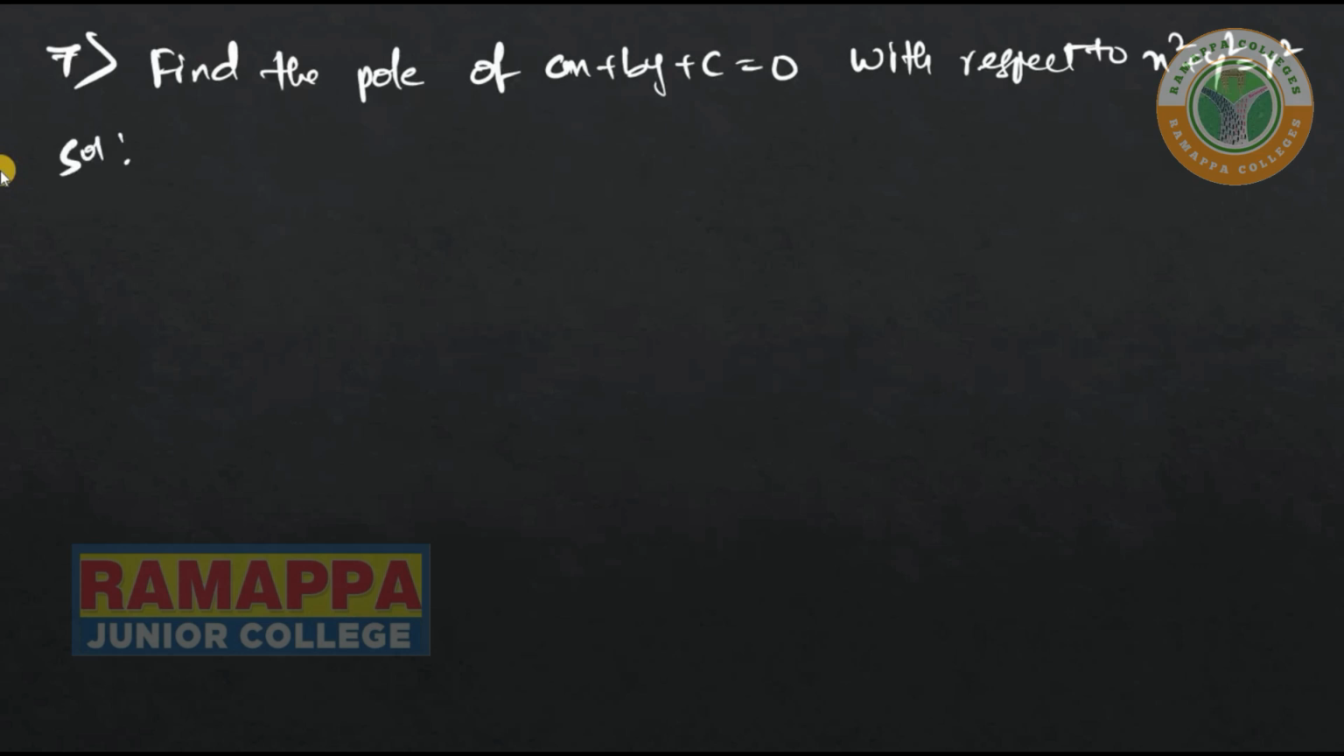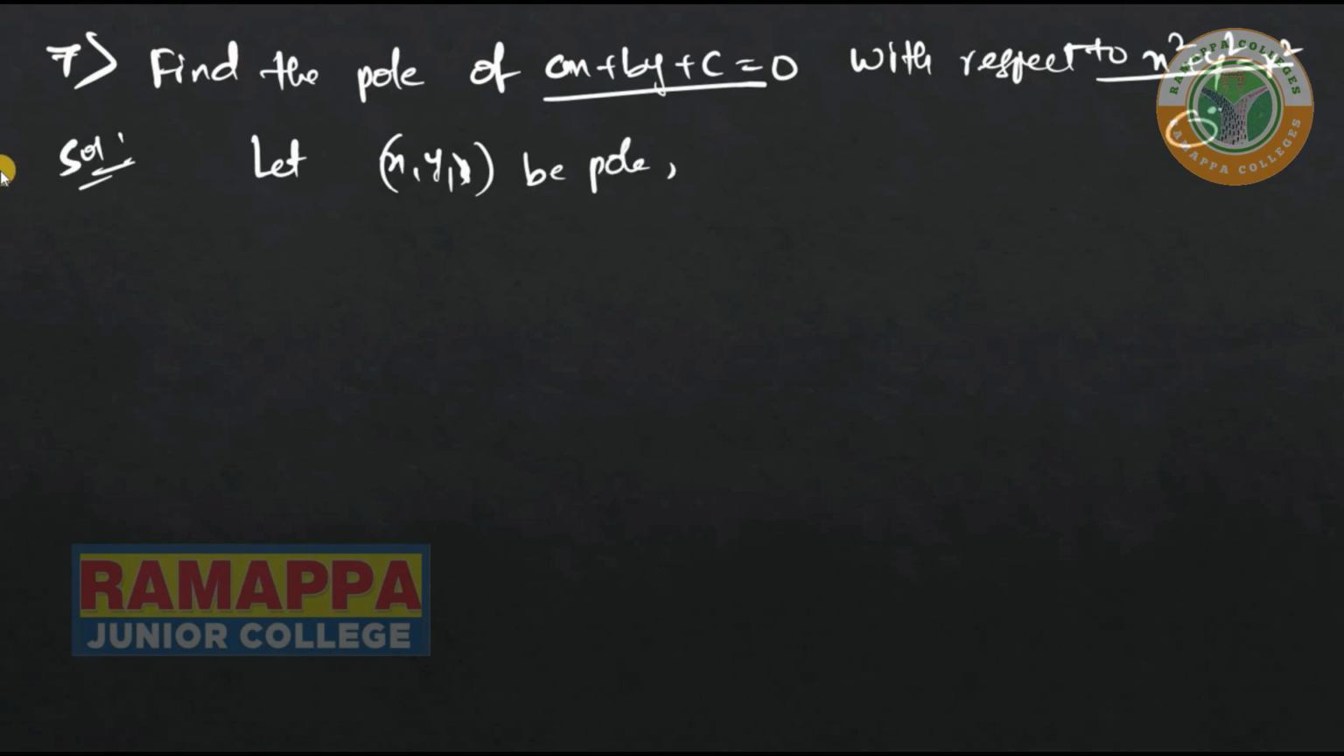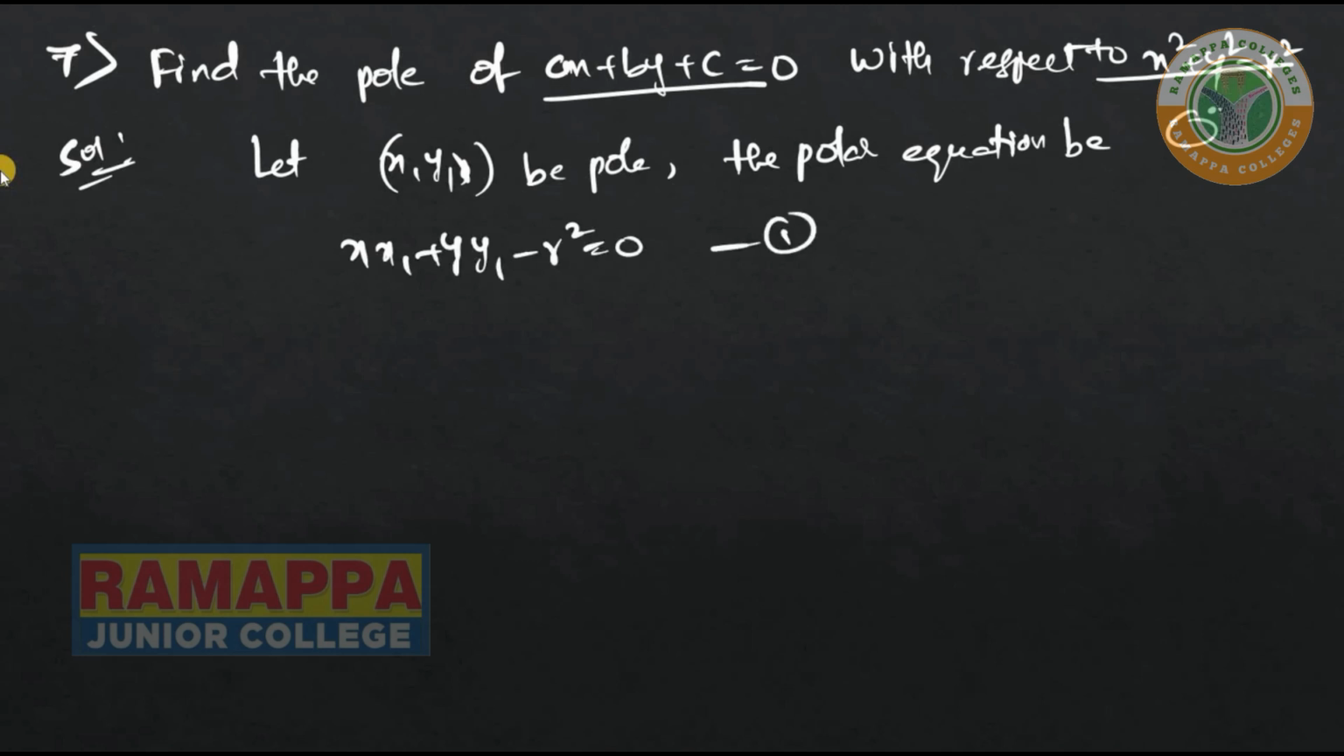Now seventh one here, solution. Find the pole of the first equation, and the second equation, two equations here given. So from this let x1 comma y1 be a pole. Okay, here a pole or polar, I told you, now this is a pole P, and the polar equation be like that, which is x x1 plus y y1 minus r square is equal to 0. This is the first one.